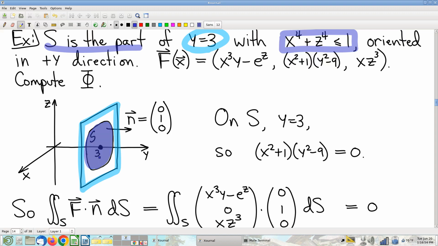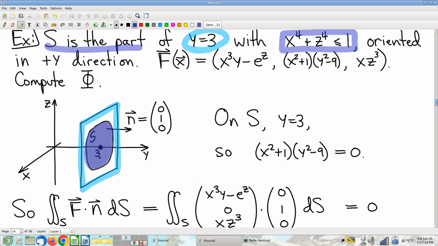It's not a disk. Notice those fourth powers in the inequality. But this is vaguely disk-like. Anyway, the point is some kind of lumpy surface inside of that plane. Okay. So there's a couple of really nice bits of good fortune here.